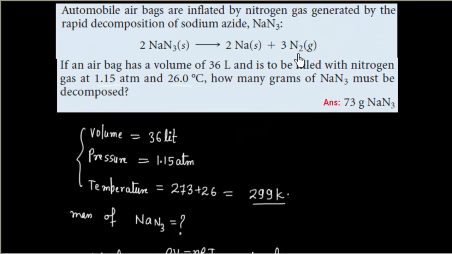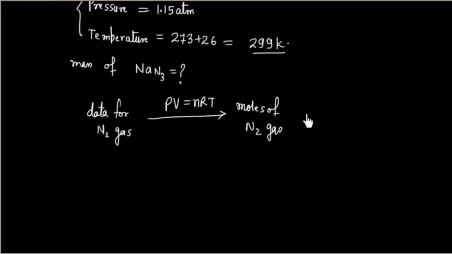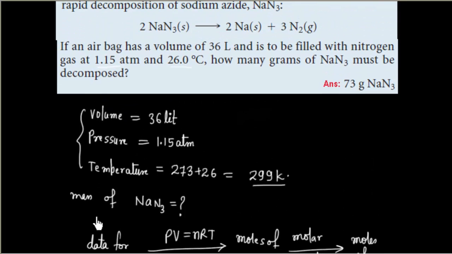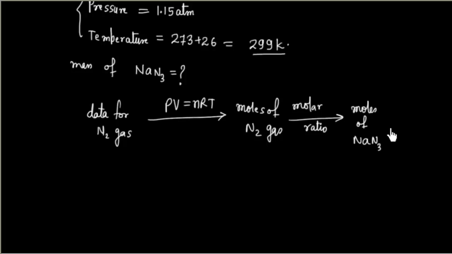And once I know the moles of nitrogen gas, we can use the balanced equation and molar ratios to calculate moles of sodium azide. And finally we have to find mass of sodium azide, that is if I multiply this by molecular weight, then we can get mass of NaN3. So this is the plan for this problem.